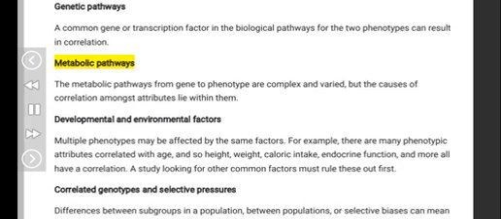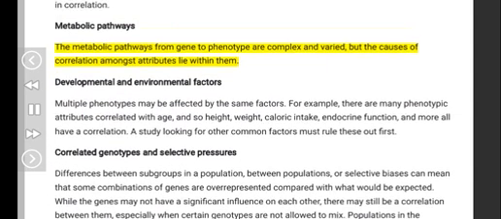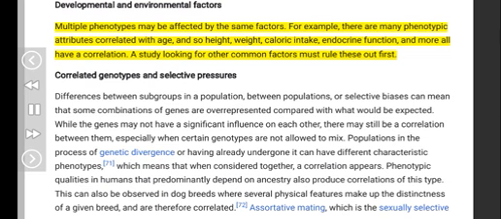Metabolic pathways. The metabolic pathways from gene to phenotype are complex and varied, but the causes of correlation amongst attributes lie within them. Developmental and environmental factors. Multiple phenotypes may be affected by the same factors. There are many phenotypic attributes correlated with age, and so height, weight, caloric intake, endocrine function, and more all have a correlation. A study looking for other common factors must rule these out first.